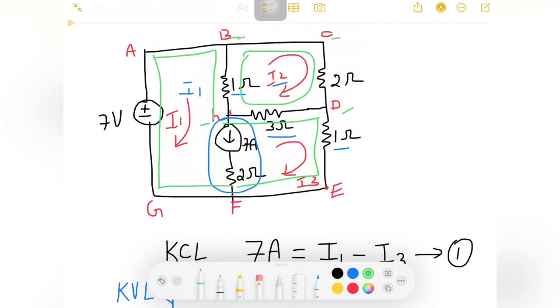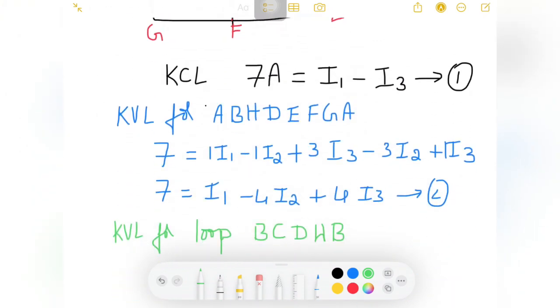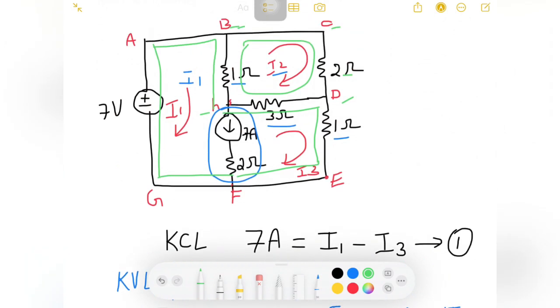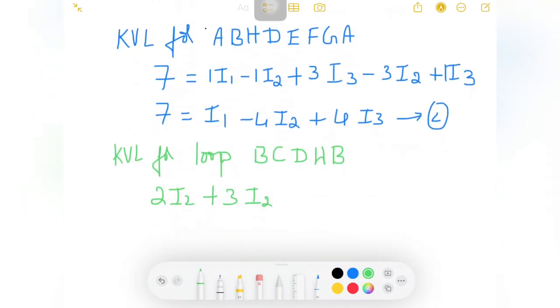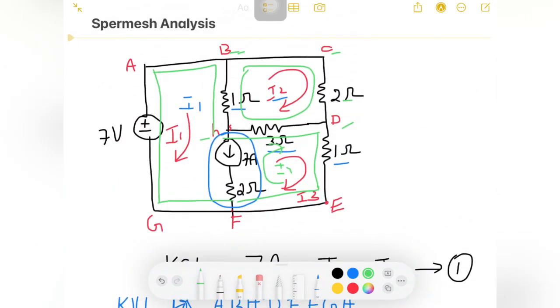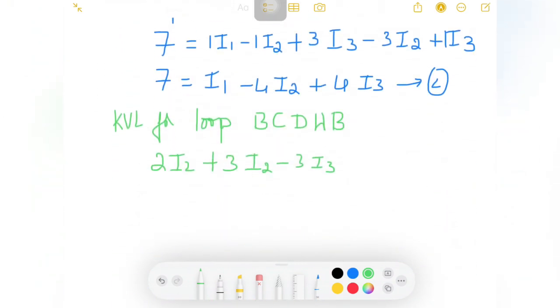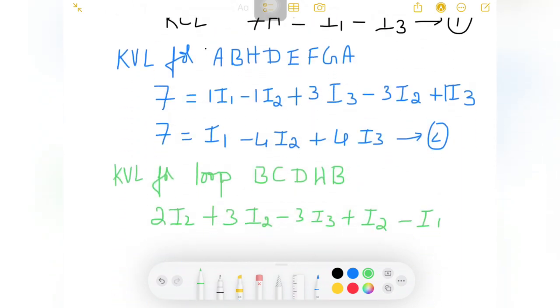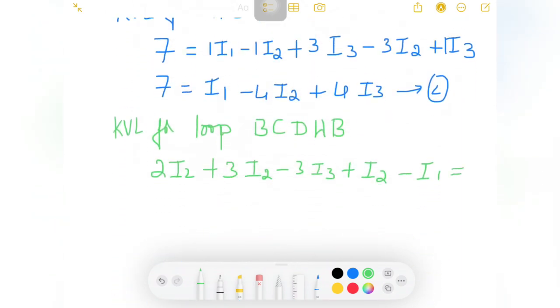Look at this. The first resistor I will take is this 2 ohm resistor. It will be 2 into I2, because the current flowing there is I2, plus 3 into I2, and there is also an opposite current which is I3, so minus I3 minus 3 into I3. Then I have plus 1 into I2 minus 1 into I1, because it is opposite to the current I1 here. This is my equation number 3.